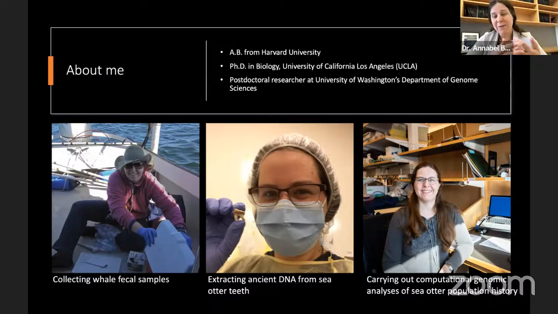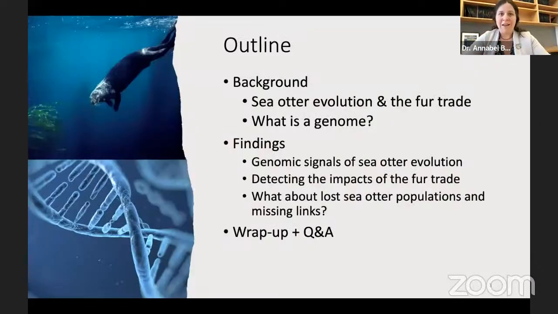I just wanted to say that I really enjoy lots of aspects of biology, from being out in the field, there I am collecting whale poop samples, to being in the lab extracting DNA, to what I do really the majority of my time these days, being on the computer doing these genomic analyses of sea otters and other species.